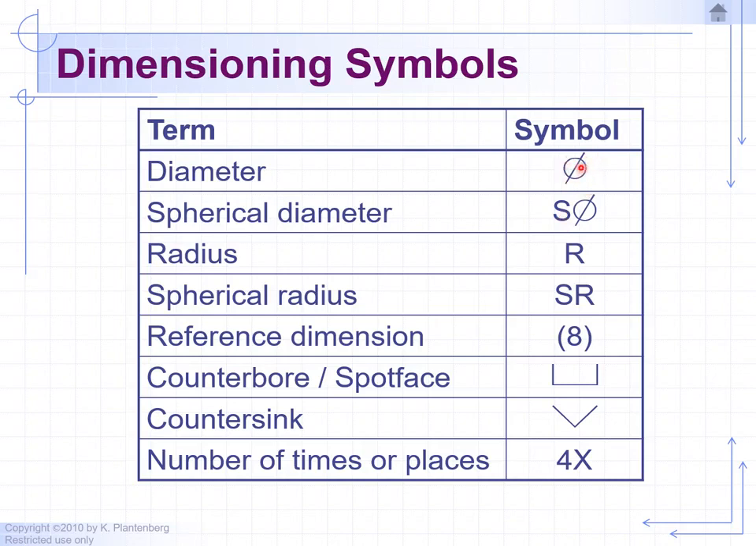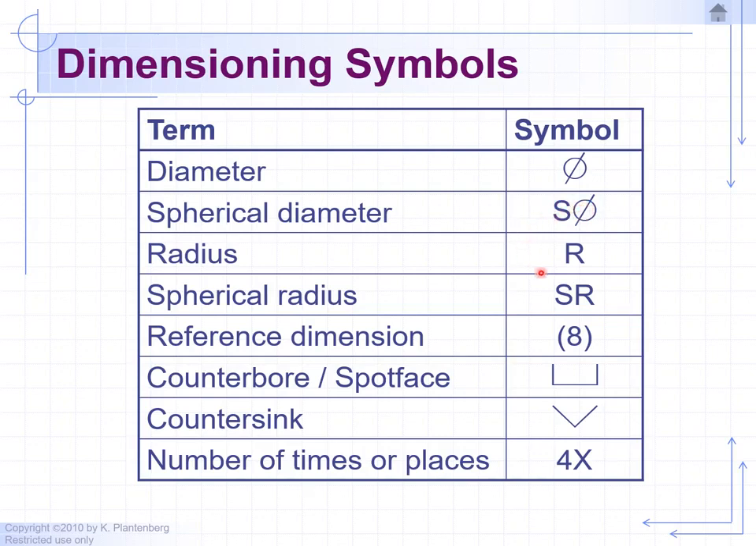So here's a good example, a circular hole or a cylindrical shape. We're going to use the diameter symbol to describe its feature size, in this case a circular size. If you're dealing with the sphere, we're going to go with spherical diameter. Good example is a trailer hitch, or something as simple as a ball. We're going to put a spherical diameter.